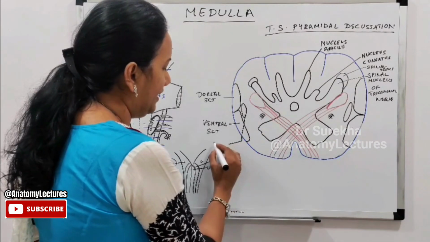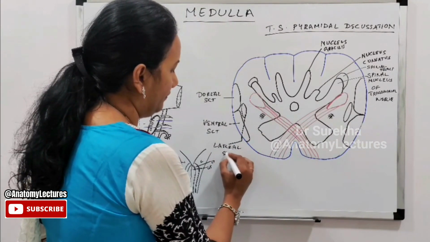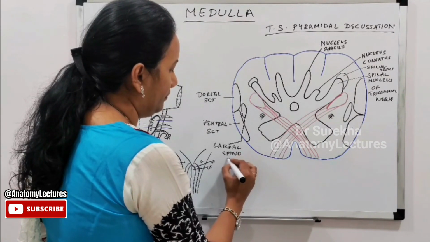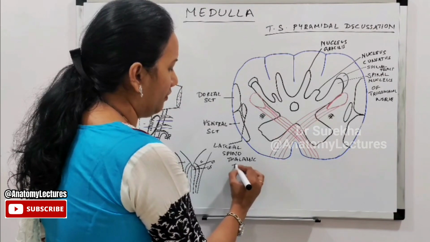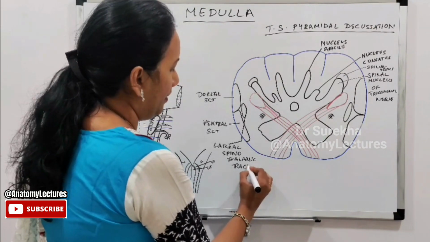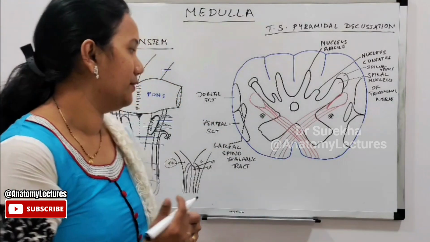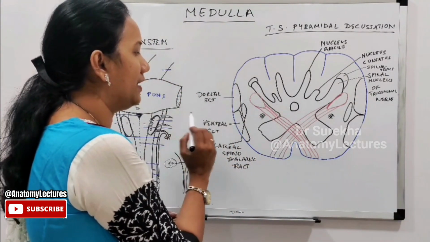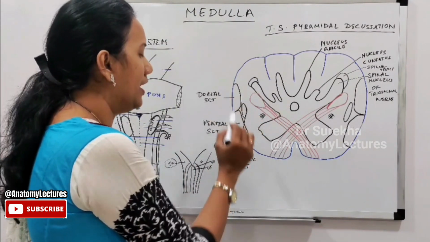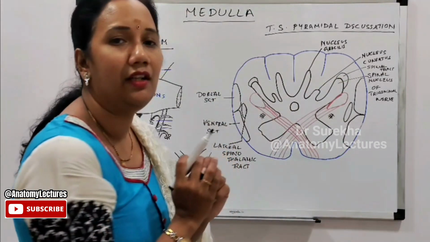This is called the lateral spinothalamic tract. This lateral spinothalamic tract is the one which carries the pain and temperature sensations from the trunk and the limbs. So we see the dorsal spinocerebellar tract, the ventral spinocerebellar tract, and the lateral spinothalamic tract in the lateral part of the white matter.